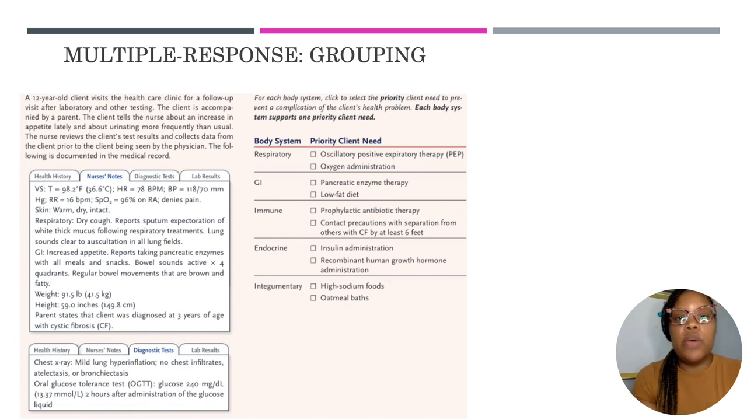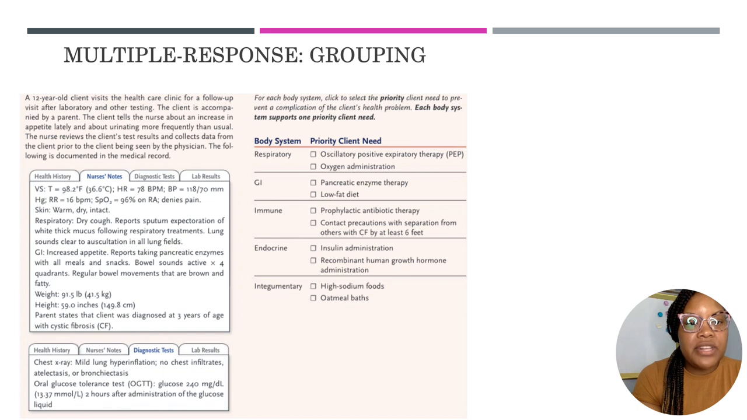So I'm going to read the question now. For each body system, click to select the priority client need to prevent a complication of the client's health problem. Each body system supports one priority client need. Now let's go back to the nurse's note.